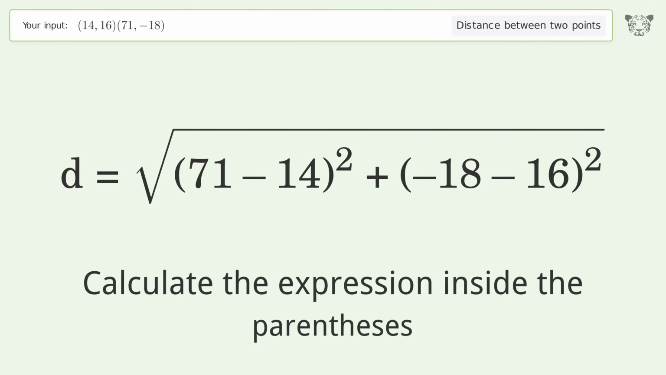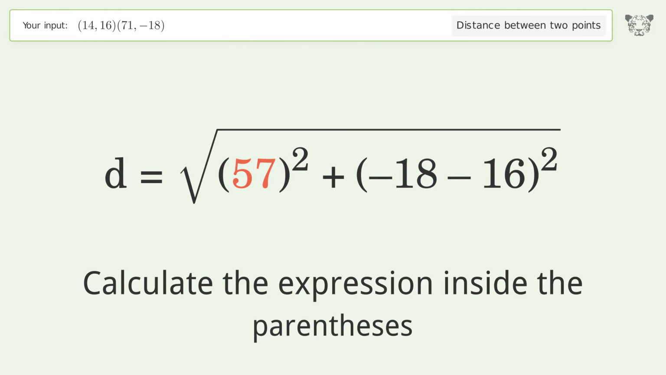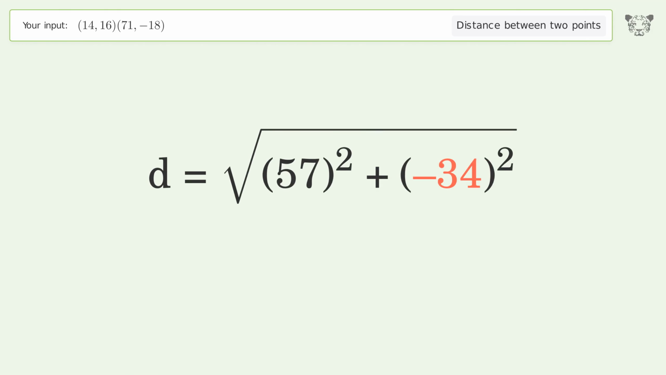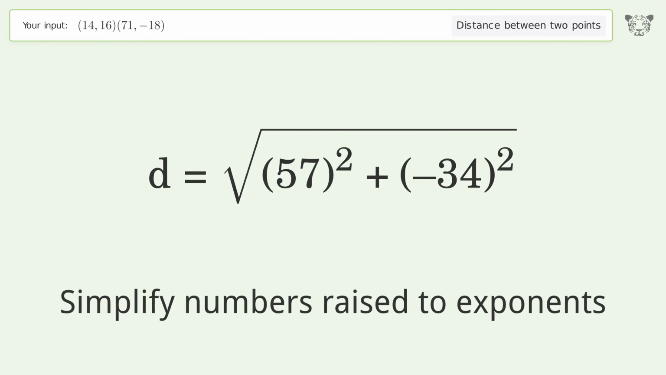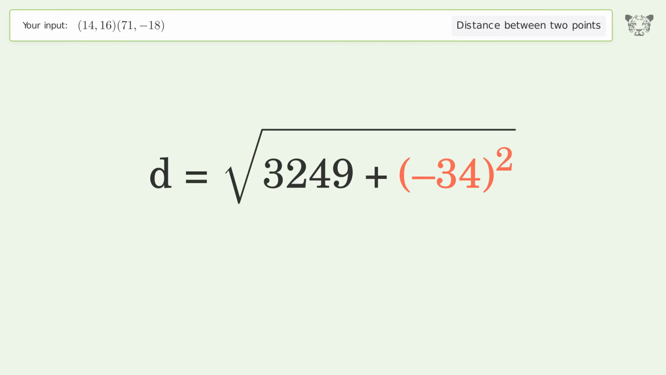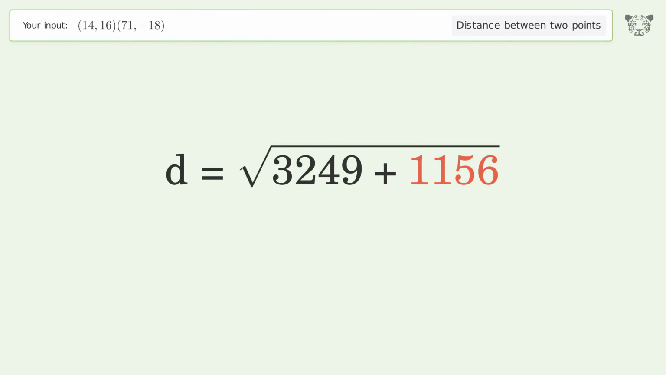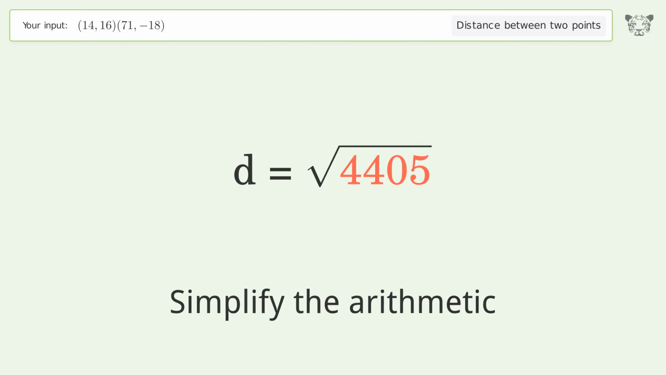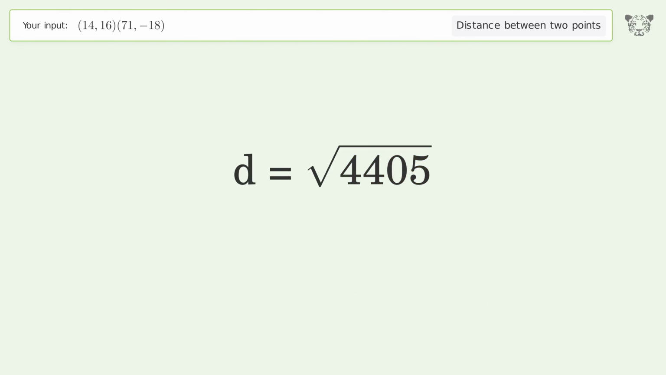Calculate the expression inside the parentheses. Simplify numbers raised to exponents. Simplify the arithmetic. And so the distance between the 2 points is the square root of 4,405, or 66.37.